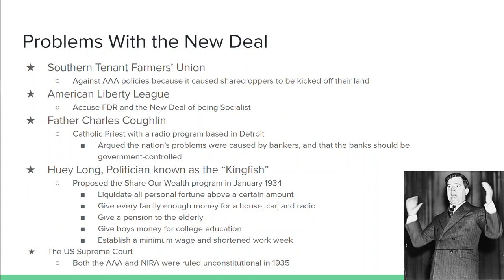You also have the American Liberty League. The American Liberty League accused FDR of being a communist and accused FDR of being a socialist. And they said that the New Deal was a socialist plot to take over America. But then we have two particular names. The first name is Father Charles Coughlin. Father Charles Coughlin, he did a radio program out of Detroit. He was a Catholic priest with a very large following, and he used the radio to spread his ideas and his beliefs on FDR.